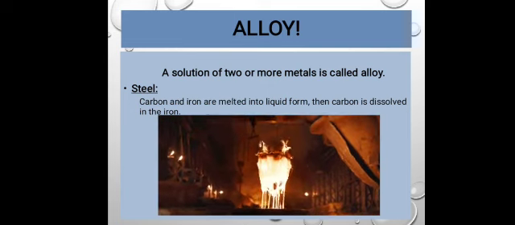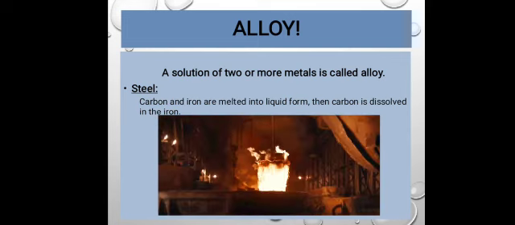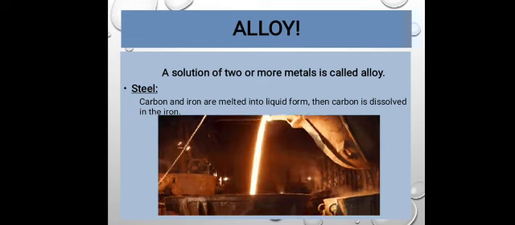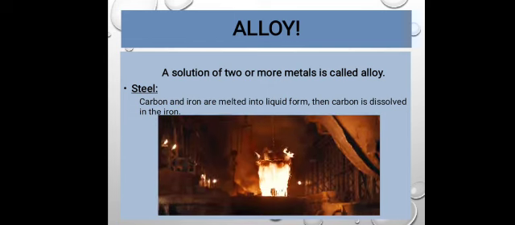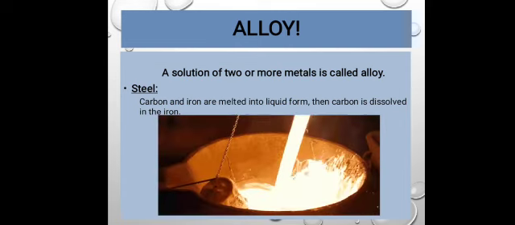As I have told you before, steel is made by mixing carbon and iron. So how could carbon and iron be mixed? Basically, carbon and iron are first melted into a liquid form, and then they are intermixed. Carbon is dissolved in the iron to get a third type of material, which is steel.